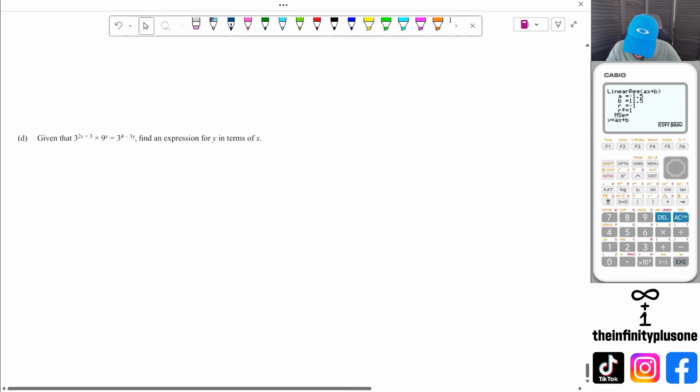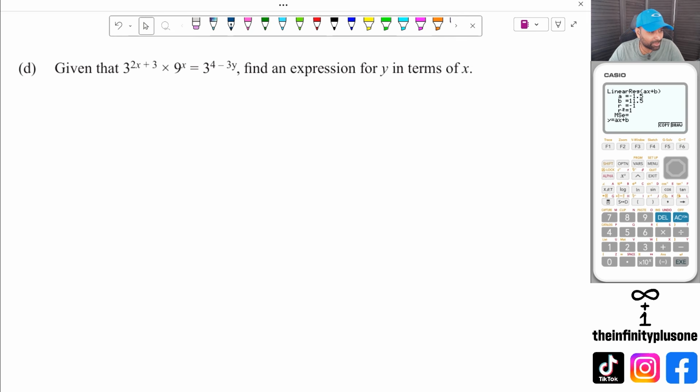Okay, let's go to the next question. These types of questions are my favorite types of questions, beautiful questions. I love these questions. And they're actually not too hard, guys. You just need to understand a couple of rules and you're pretty much good to go. So this question is actually asking you to prove y in terms of x.